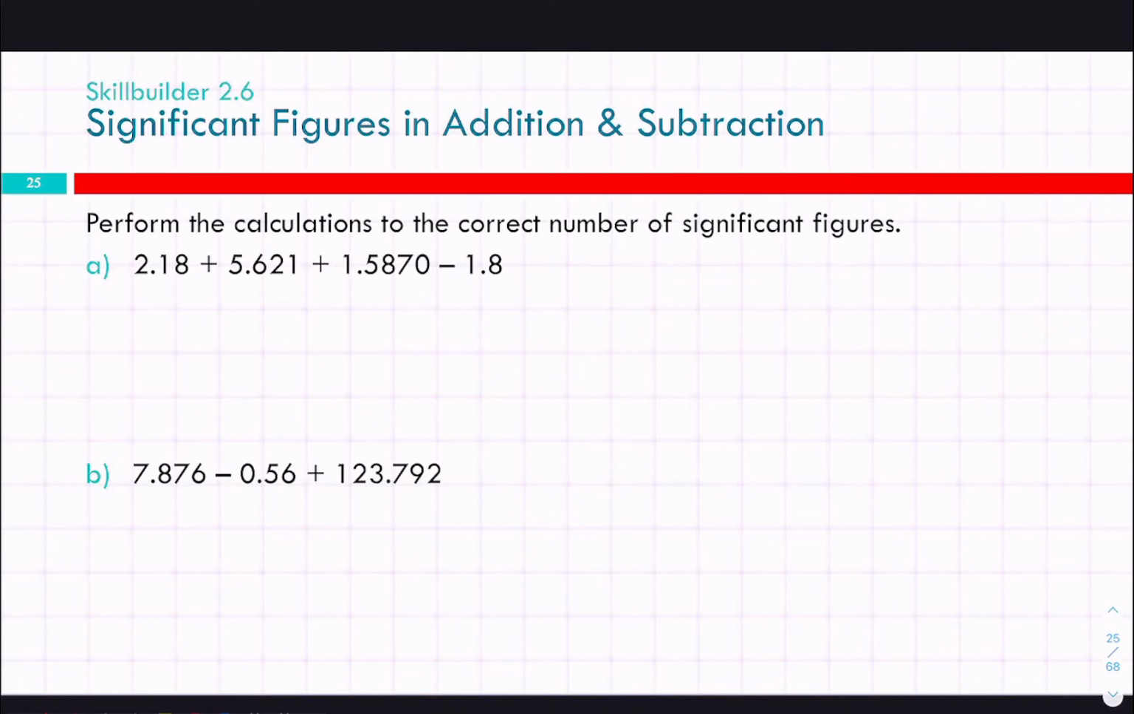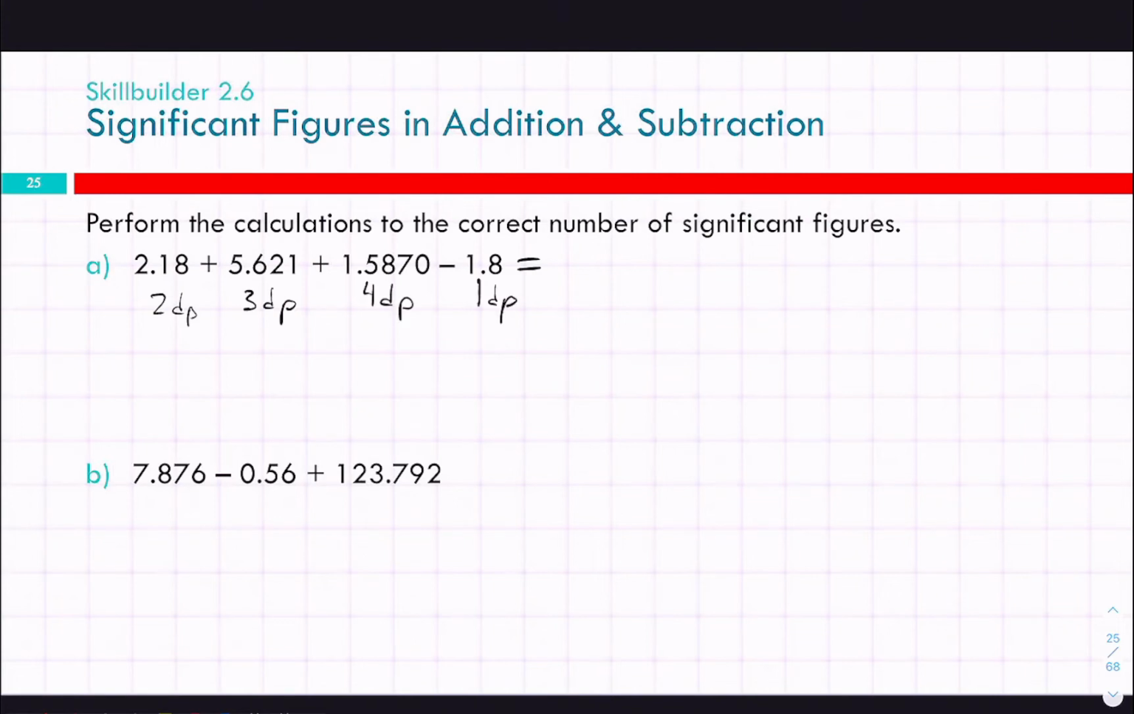Okay, so we're adding and subtracting. And remember, this is now adding and subtracting, so it's decimal places, not sig figs, that we're looking at. So how many decimal places does 2.18 have? Two decimal places. I'll write DP for decimal places instead of SF. Then for the next number, 5.621, three decimal places, then four decimal places, and then just one decimal place.